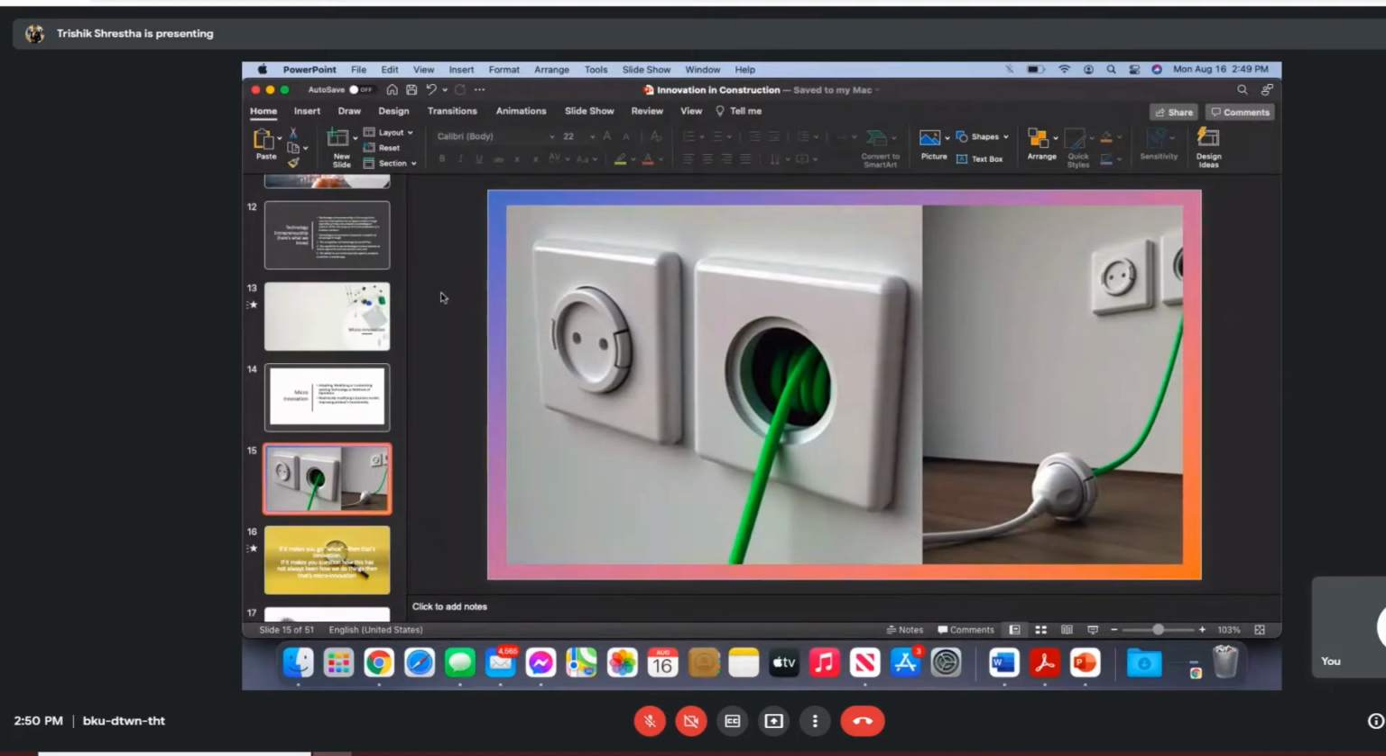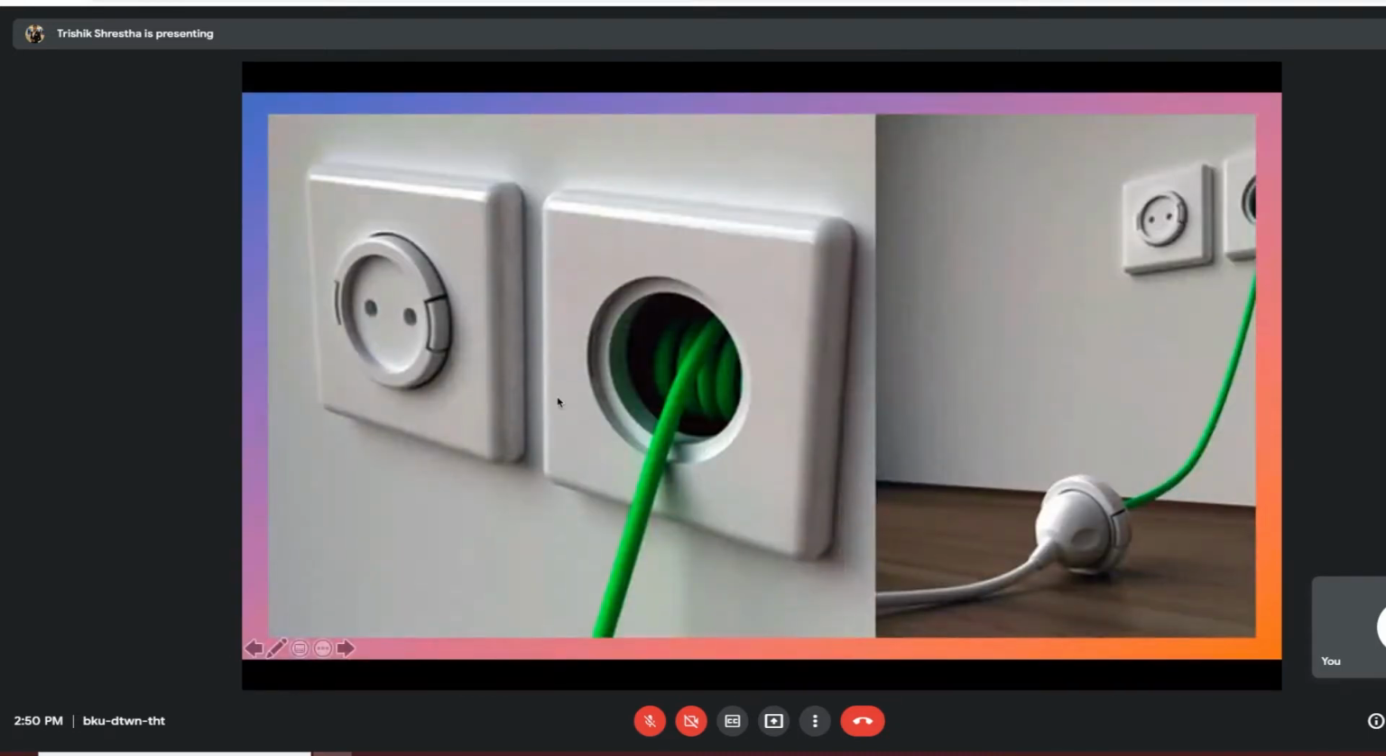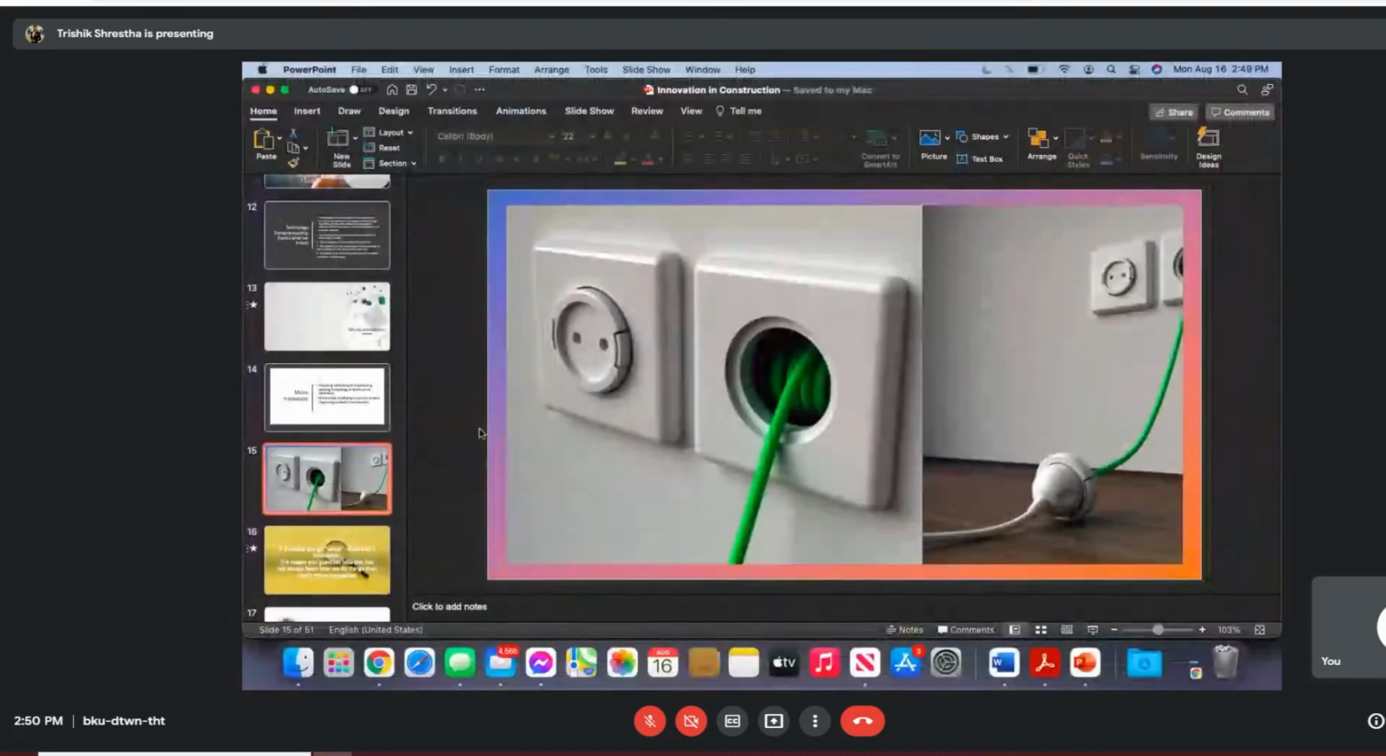Incremental changes. Wall sockets exist. We know that for a fact, right? We all have wall sockets in our homes, but we don't have this particular extension wall socket, do we?